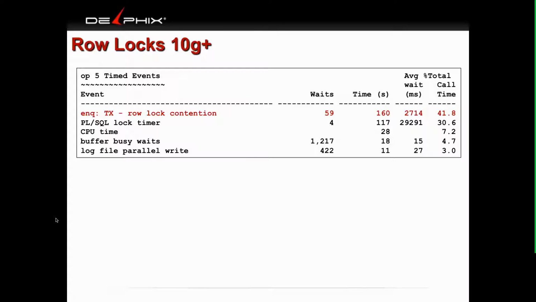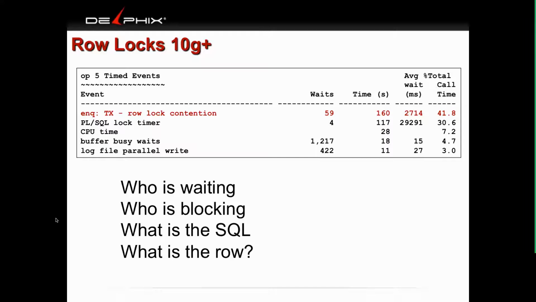This is a simple thing, which should be simple. Transaction lock. Two sessions are contending over the same row. They want to modify it. That's simple. It's just a simple lock. The problem is, what do you do? I can see there's a problem. 41% of the database time is spent waiting for this lock. What do I do about it? I need to know who's waiting, who's blocking, what SQL, what row. It's not in Statspack. It's not in AWR.